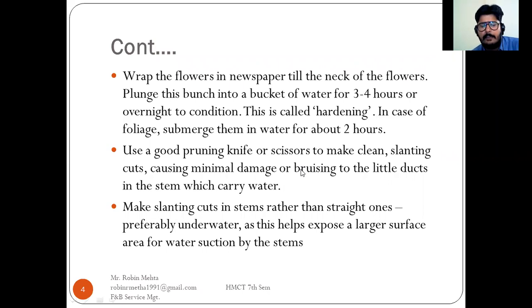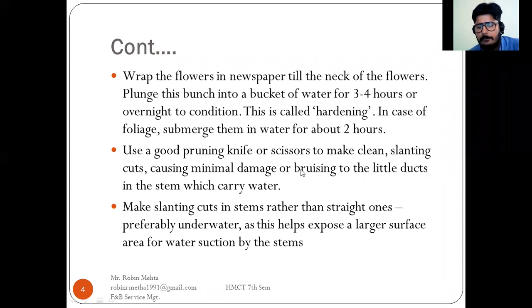Whenever you are buying or purchasing plants, or cutting the plants directly from the garden, depending on the situation, always try to wrap their leaves or flowers, particularly that part of the flowers, in newspaper, so that it retains the proper shape.